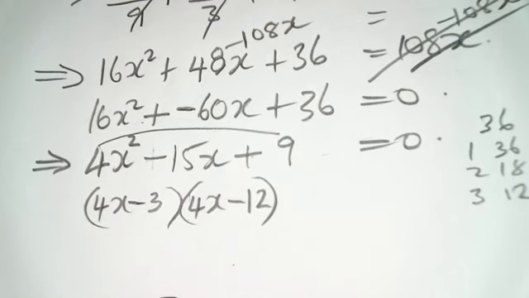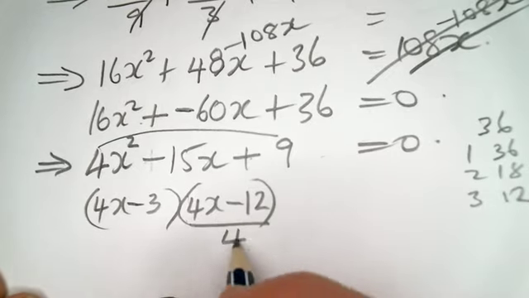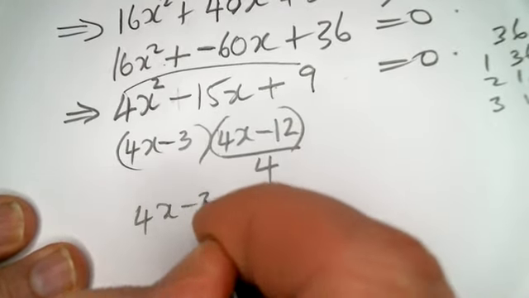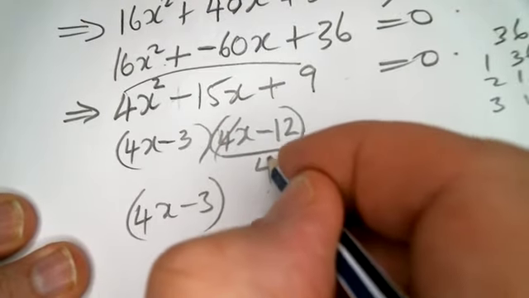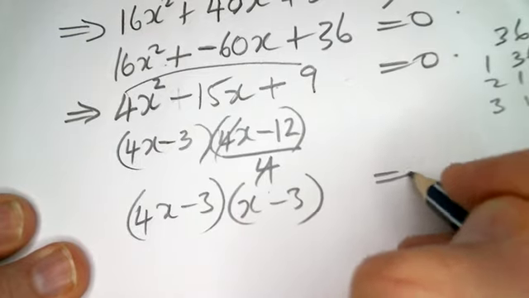3 and 12, and that's where we are. So I can divide this one by 4, though I can't divide the other one. So I end up with a 4x minus 3, and this divides by 4, it's 1, and this is going to be x minus 3 is equal to 0.